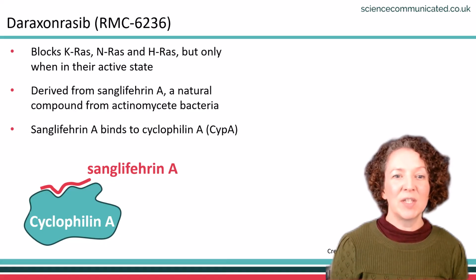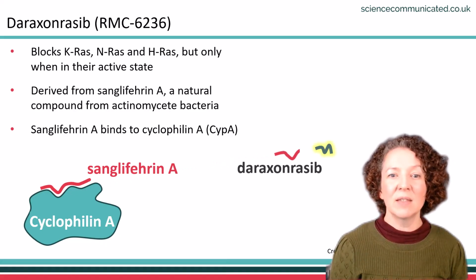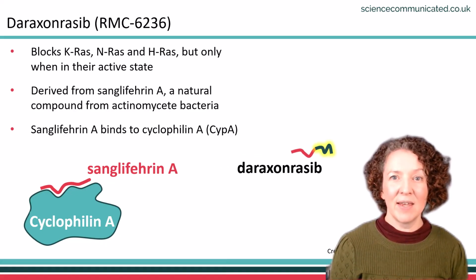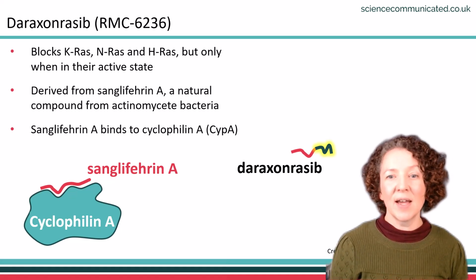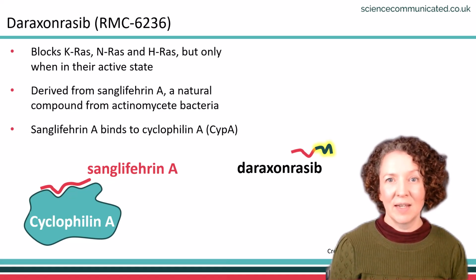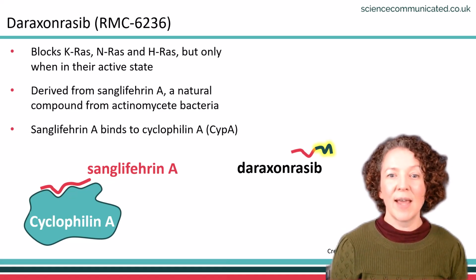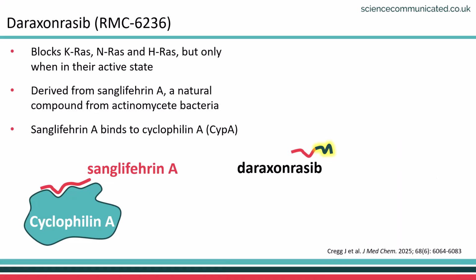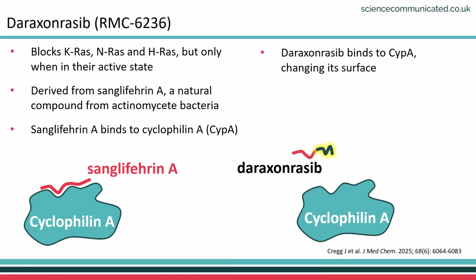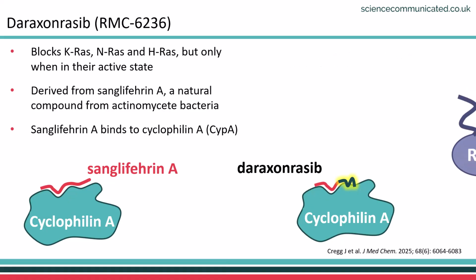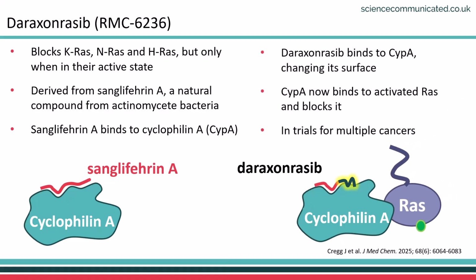And what the developers have done is take just a piece of that sanglifehrin A chemical compound and attach it to a different little chemical structure to create daraxonrasib. And what daraxonrasib is able to do is it can still attach to cyclophilin A, but it actually distorts the cyclophilin A so that it now interacts with and blocks RAS proteins.